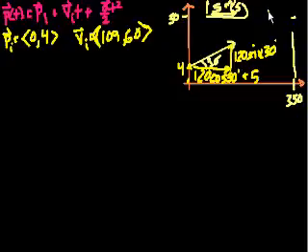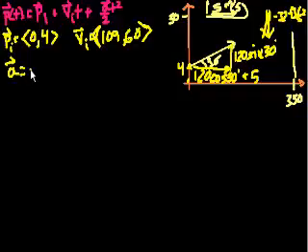And then what's the acceleration vector? Well, the acceleration vector, as we said, goes straight down. It's minus 32 feet per second squared. That's the acceleration of gravity on Earth. So the acceleration vector has no x component, and its y component is minus 32.